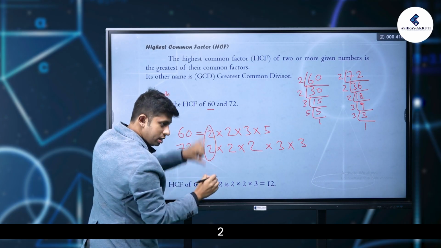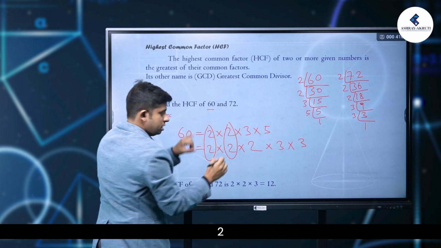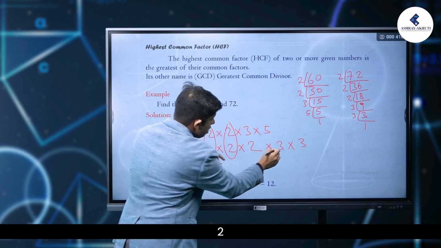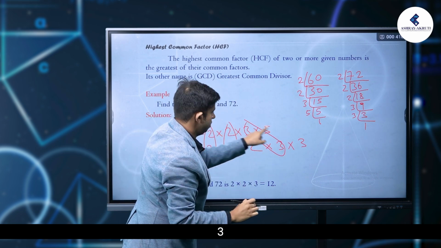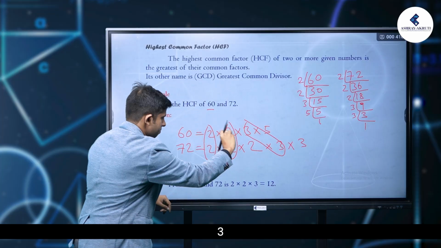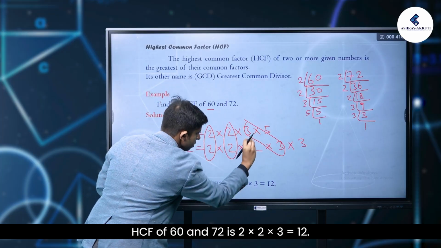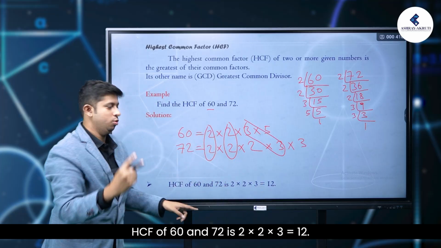2, 2, 3. HCF of 60 and 72 is 2 into 2 into 3 is equal to 12.